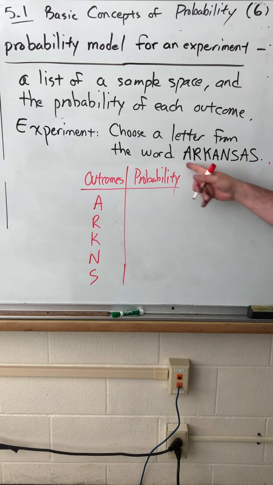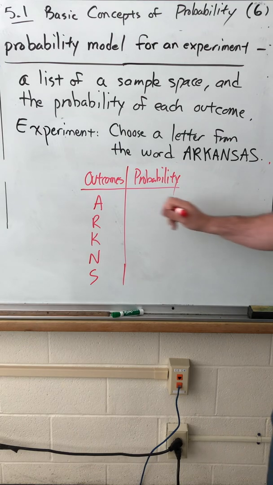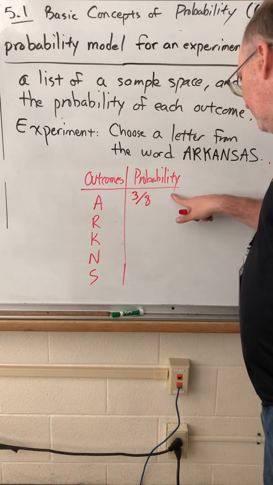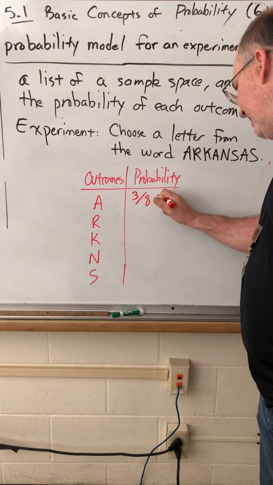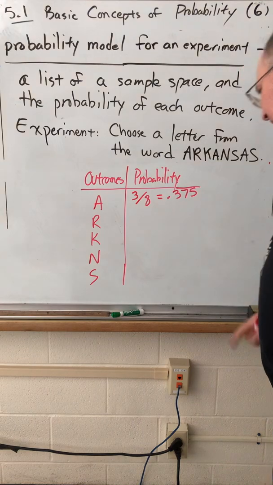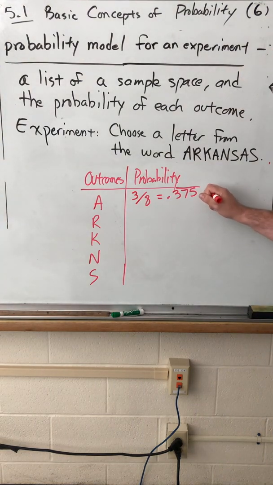What do you think the probability of selecting an A out of the word Arkansas is? Think about it. There's 8 letters in Arkansas, and 3 of them are A's. So it would stand to reason that the probability is 3 out of 8. If you were to turn this into a decimal, it would be 0.375. Either of those answers are acceptable, or if you wanted to, you could say 37.5%.